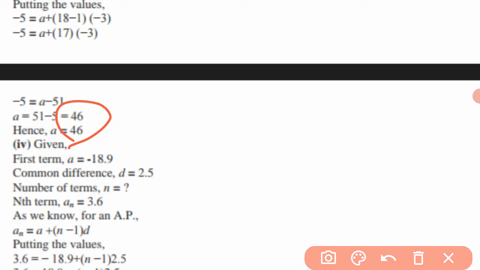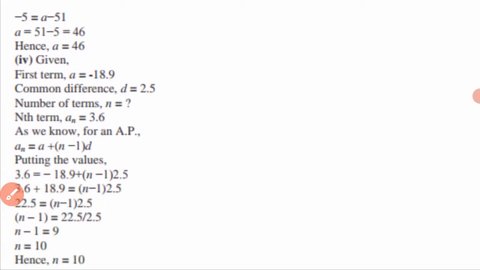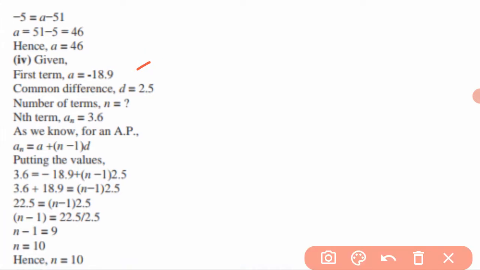Now similarly the fourth part is also given. In the fourth part we have been given a equals minus 18.9, common difference d equals 2.5, and we have to find the value of n, and an equals 3.6. By putting the values in the formula an equals a plus (n minus 1) into d, it will be 3.6 equals minus 18.9 plus (n minus 1) into 2.5. By finding its value, n will be equal to 10. So here the value of n will be equal to 10.